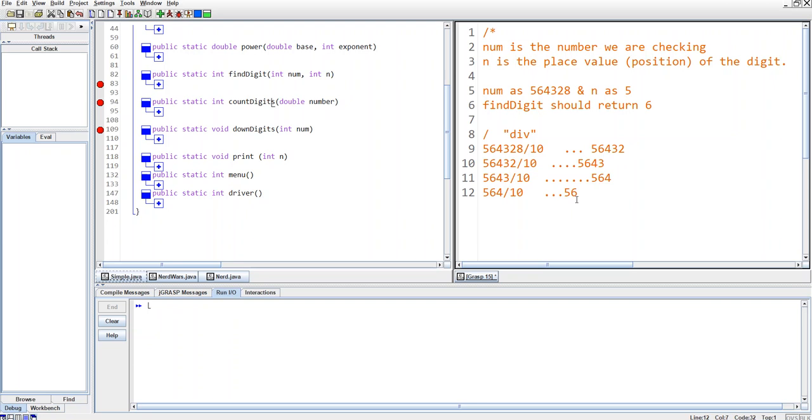We got to the 56. Now, if I want to capture that digit, instead of just chopping it off, what we need to think about doing is using your operator like this, modulo. And what that does is it gives you the remainder.